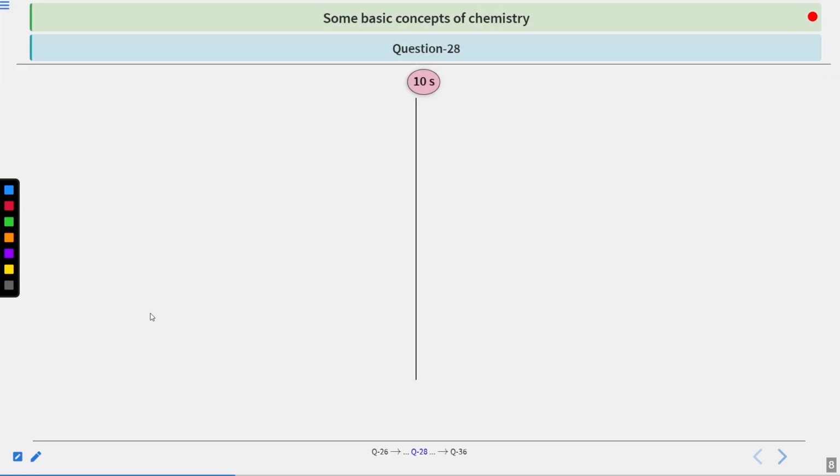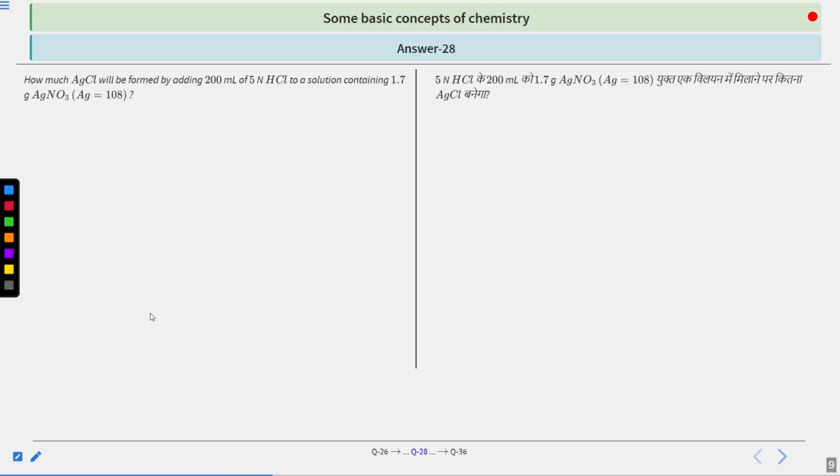Clear? So question number 28 says: how much AgCl will be formed after adding 200 ml of 5 normal HCl solution to a solution containing 1.7 gram AgNO3? So how will we solve it? Very simple. The correct option will be B. So we have solved it.